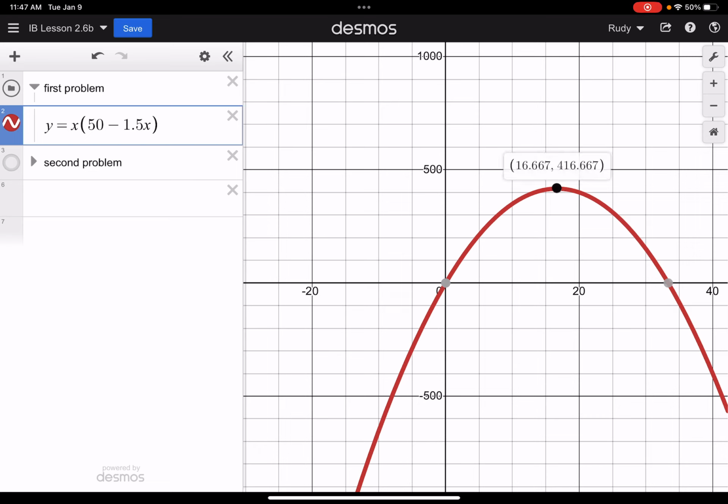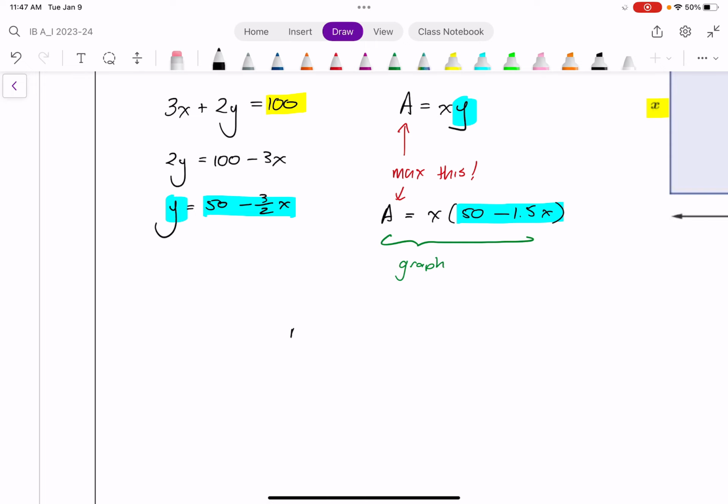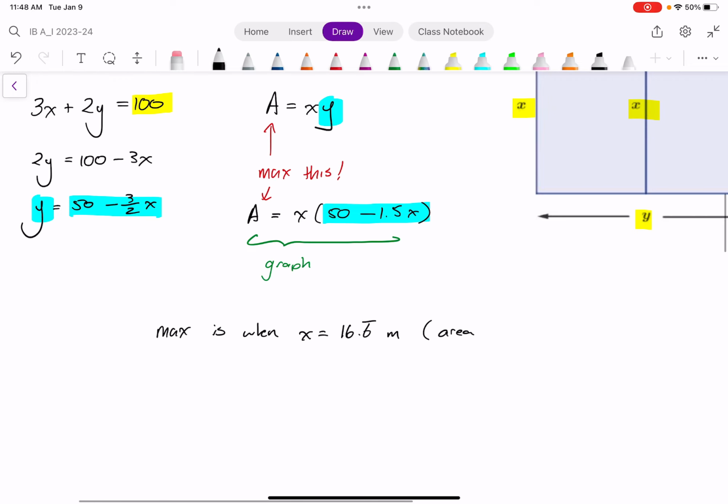And so right there, when x is 16 and 2/3, 16.6 repeating, that'll give me the maximum possible area, and that's what my y value is. My y value is the area, 416.6 repeating. And with that said, let me write that down. So from graphing, I know my maximum is when x equals 16.6 repeating meters. And at this point, although I don't ask for it, the area is 416.6 repeating square meters.